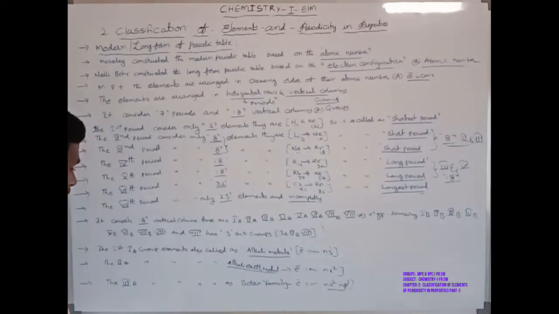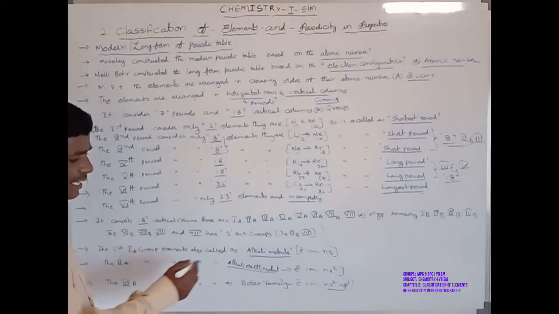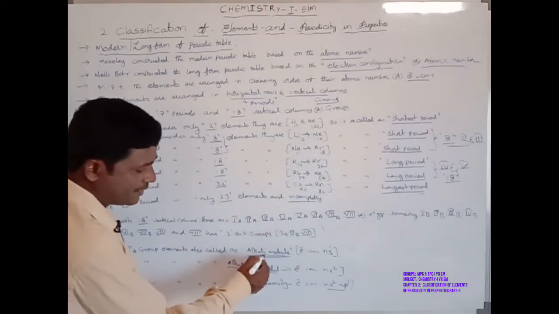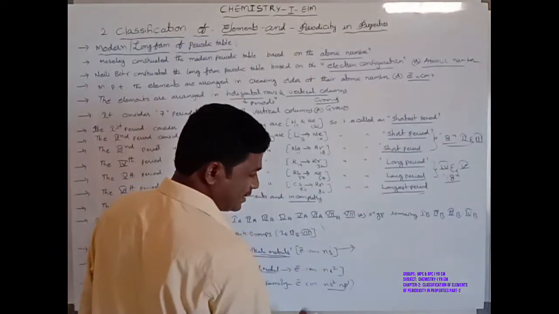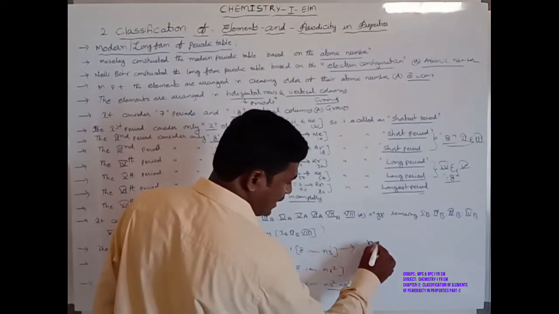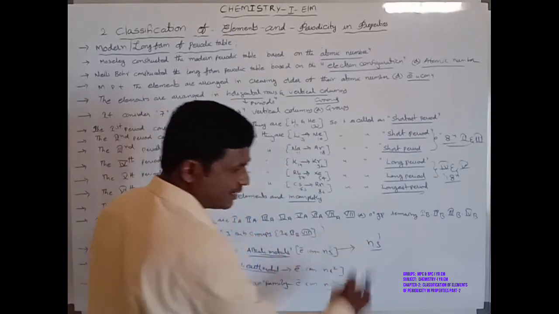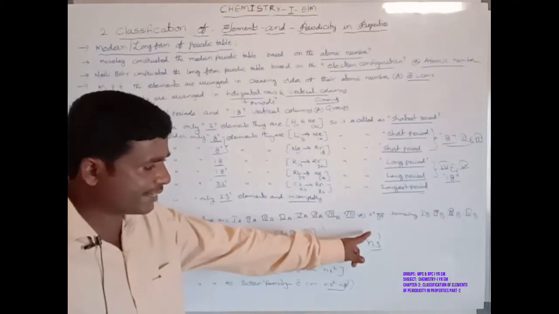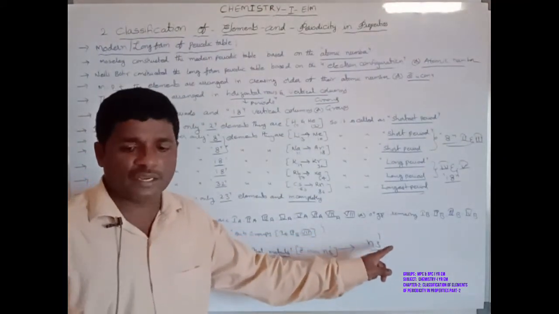In the modern periodic table, the first A group elements are also called alkali metals. Their electron configuration is ns1. Here n is the number of the s orbital, which holds only 1 electron. The outermost shell consists of only 1 electron.